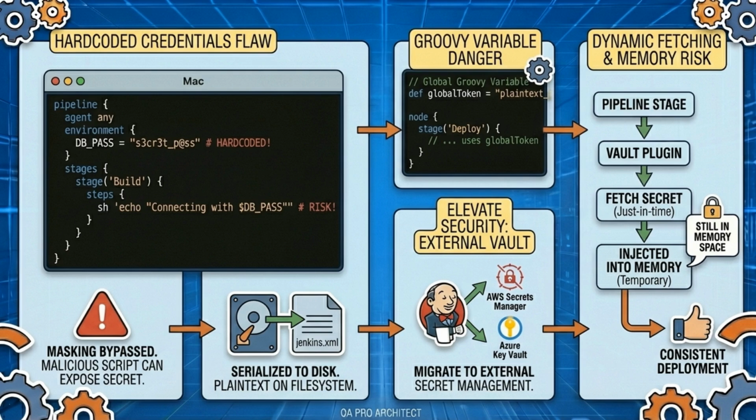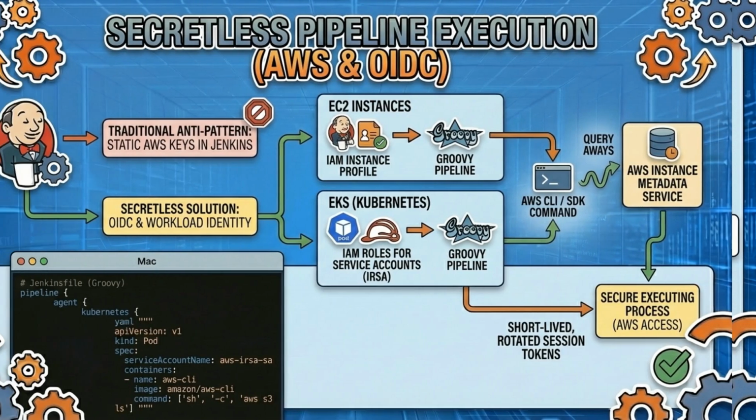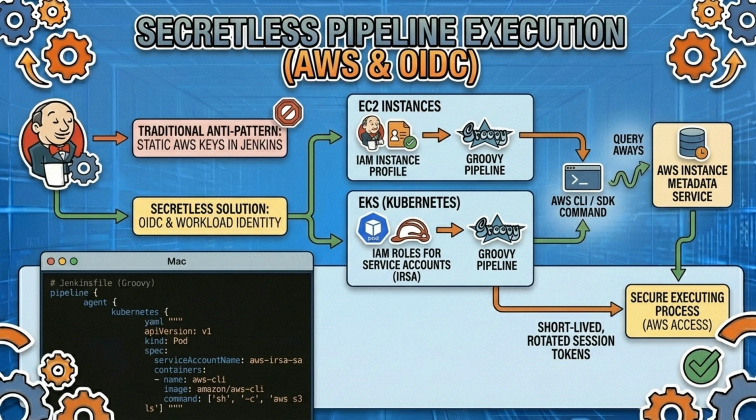By using external Vault plugins, Jenkins dynamically fetches secrets exactly when a pipeline stage runs. This enforces strict access policies and allows for automatic credential rotation. However, even with a vault, the secret is still temporarily injected into the Jenkins pipeline memory space. So, how do we architect a pipeline where Jenkins never handles the secret directly? The ultimate solution is adopting a secretless pipeline execution model using OIDC combined with workload identity.